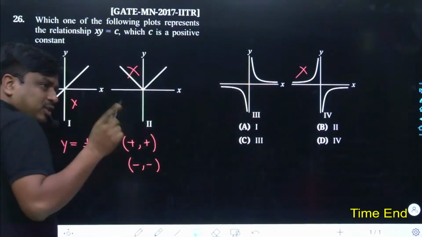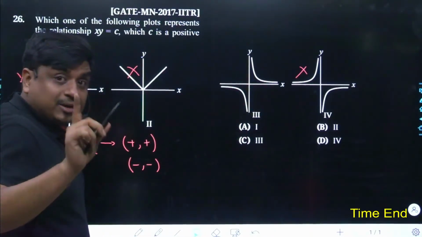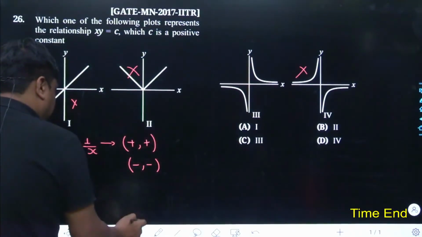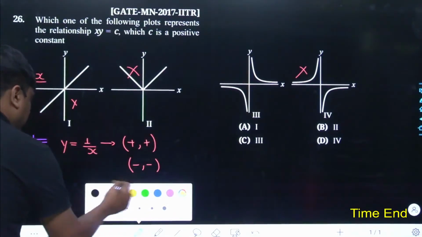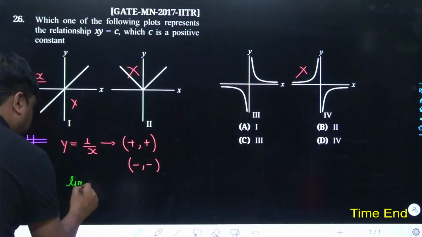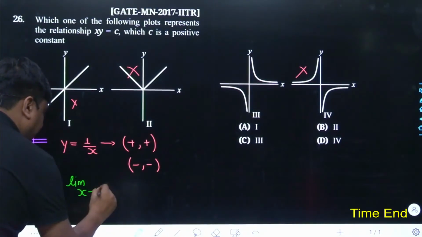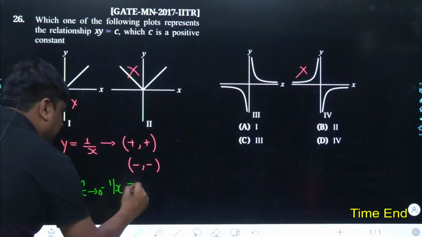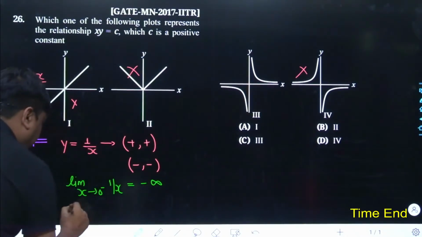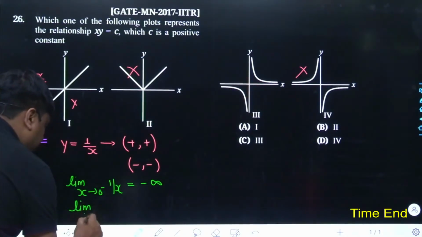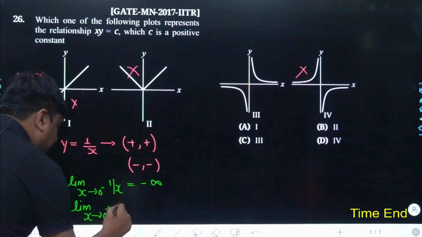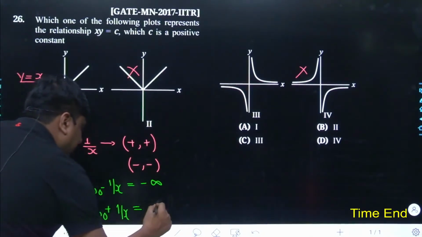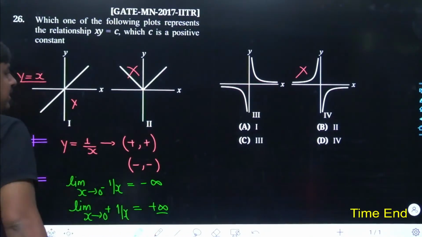And even at x equals 0, the function will not be continuous. As you can see very well, if you calculate the limit as x tends to 0 minus of 1 upon x, this has to be minus infinity, and the limit as x tends to 0 plus of 1 upon x will be plus infinity. And that has been happening over here.